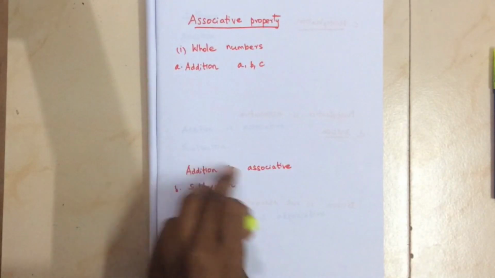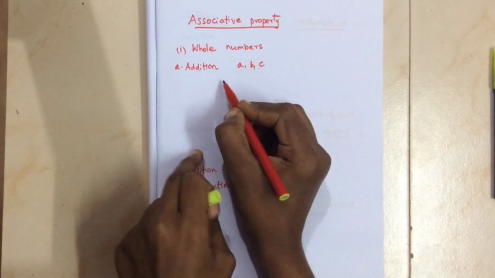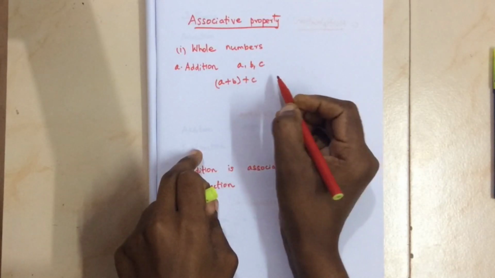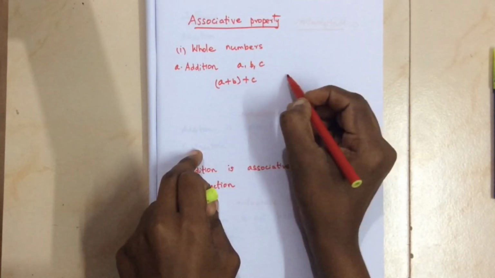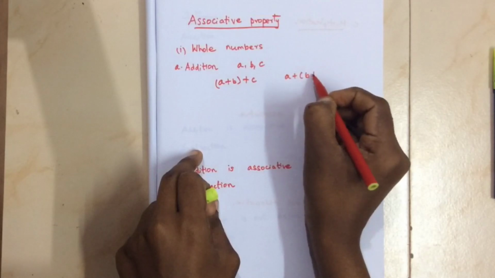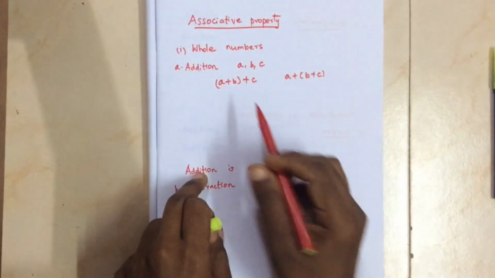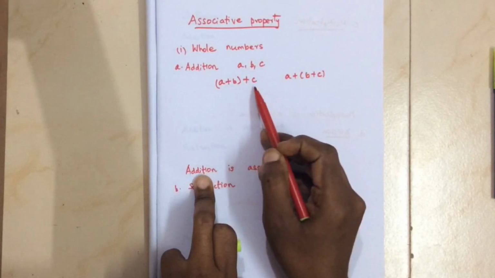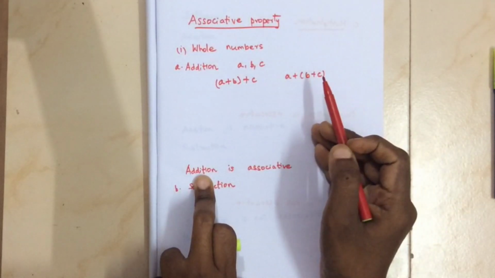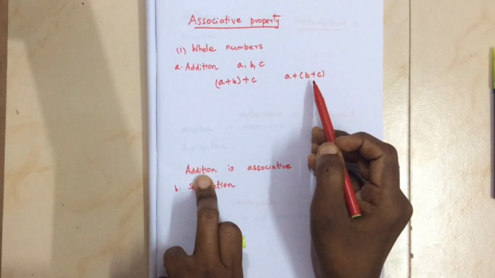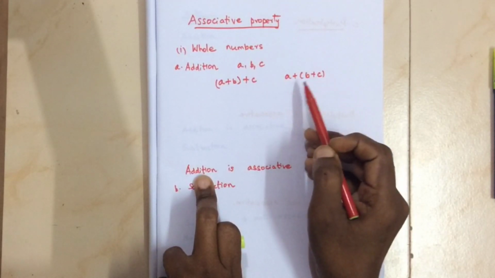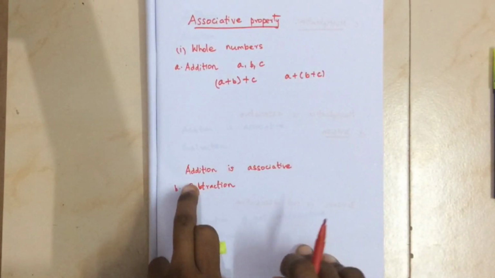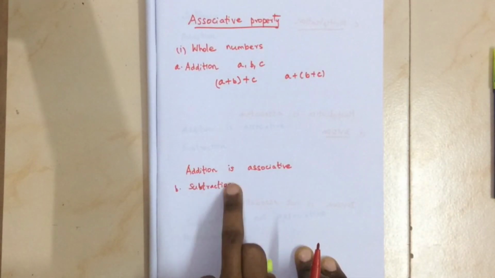So what does associative property mean? (A + B) + C should be equal to A + (B + C). What does it mean? First we have to add A and B, and to that we add C. There is one more method: first we add B and C, and to that we add A. If these two answers are the same, then you can say that for whole numbers, addition is associative.